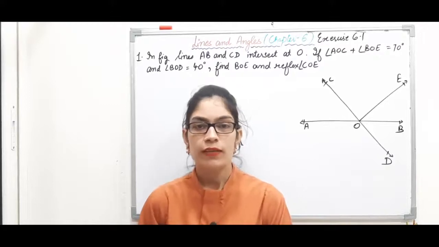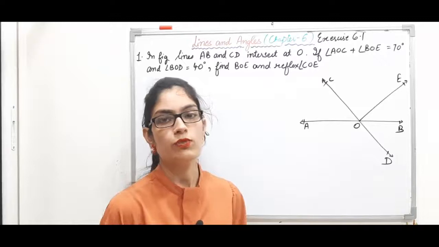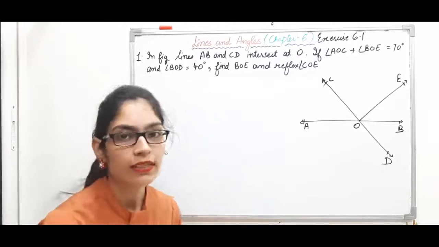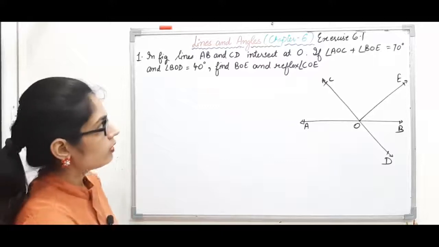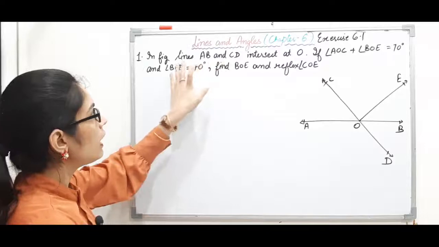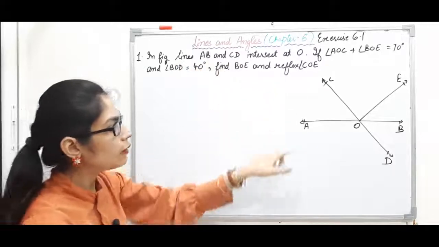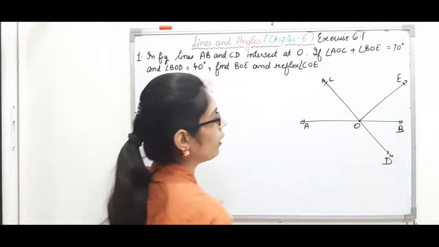So now we'll continue exercise 6.1. We have already learnt all the concepts which we have to use in this exercise. So let's start with the first question. In the first question, a figure is already given to us. Lines AB and CD intersect at point O. See these two lines AB and CD, they are intersecting at point O.